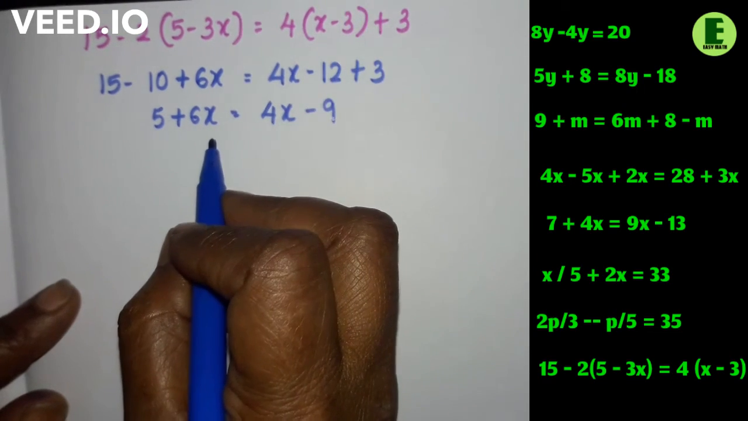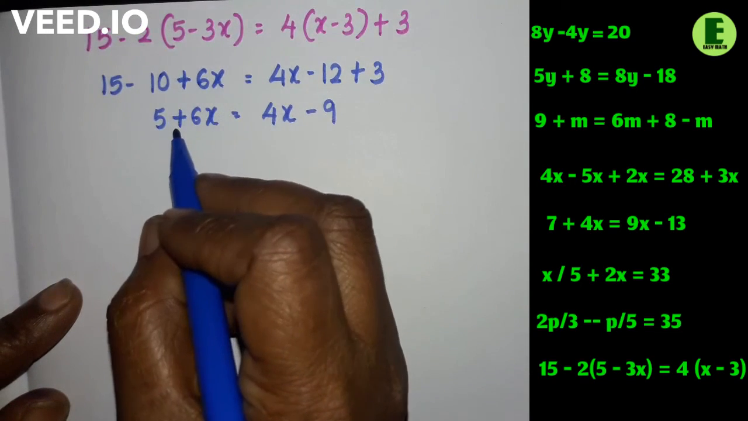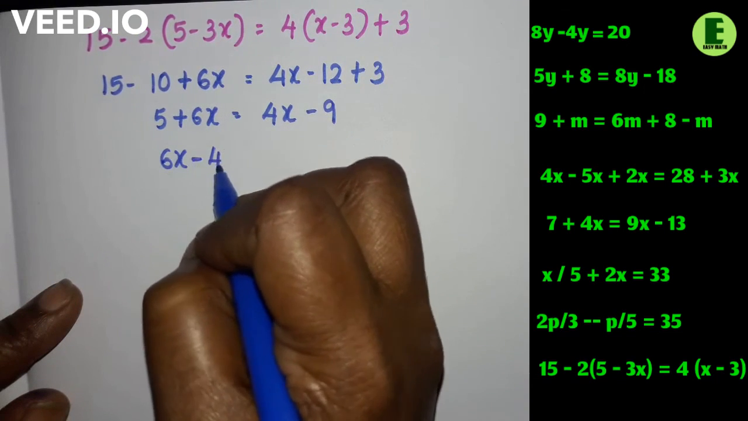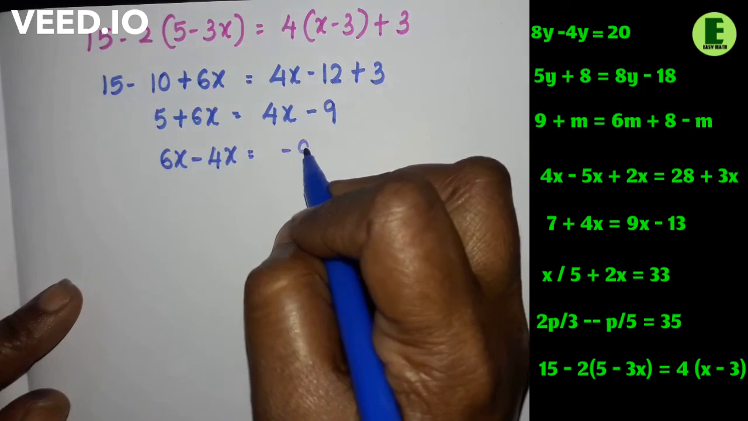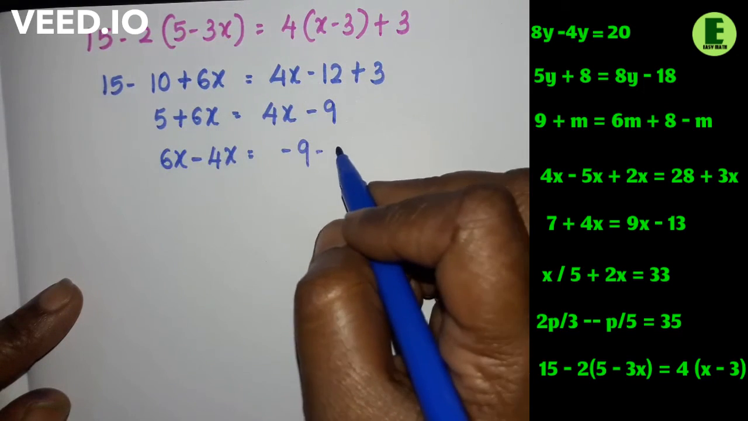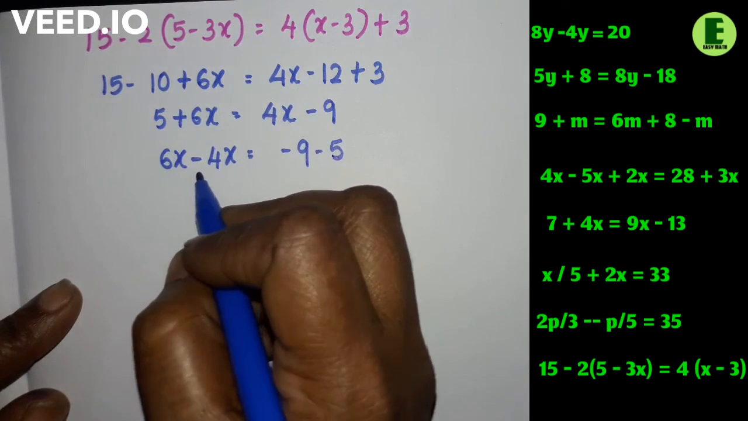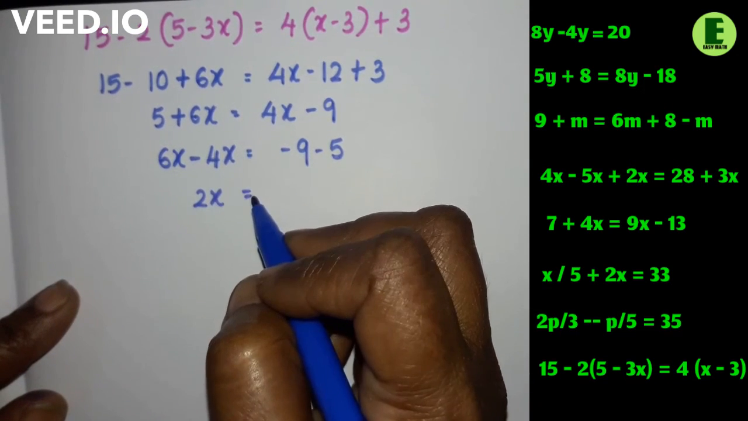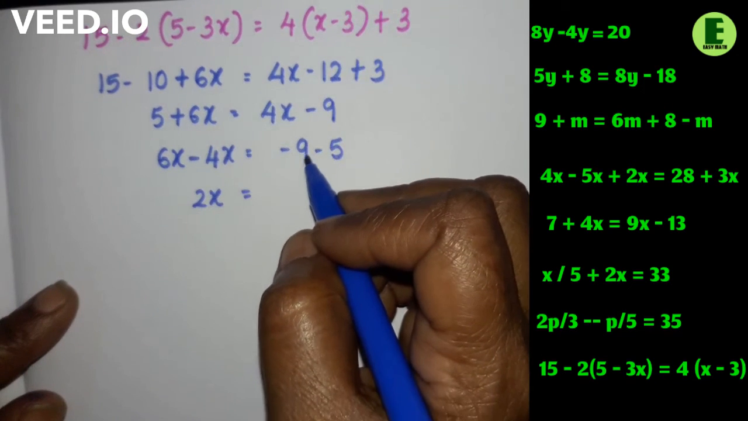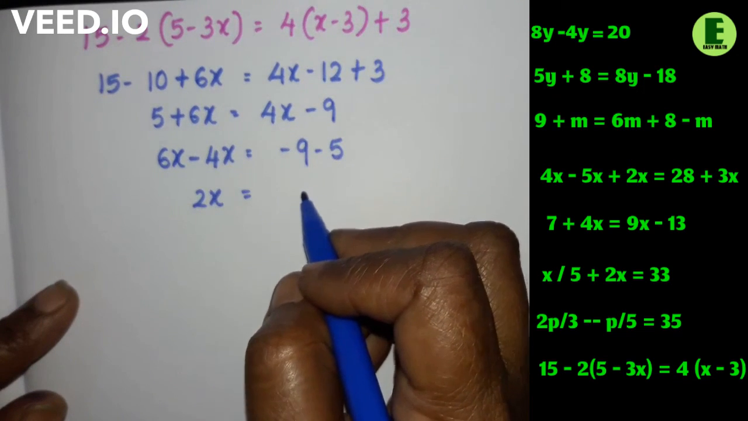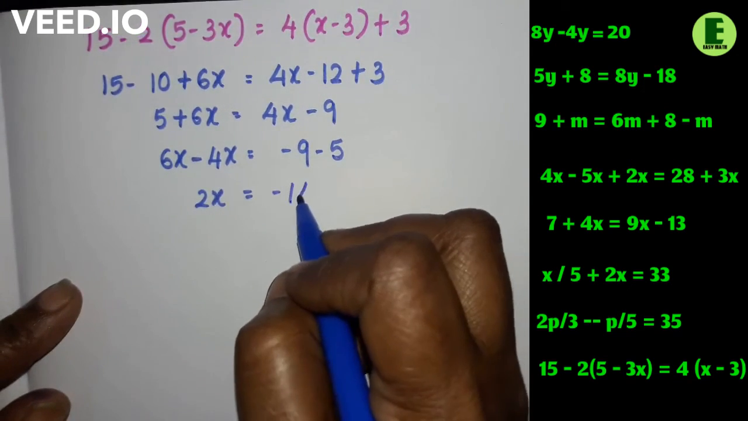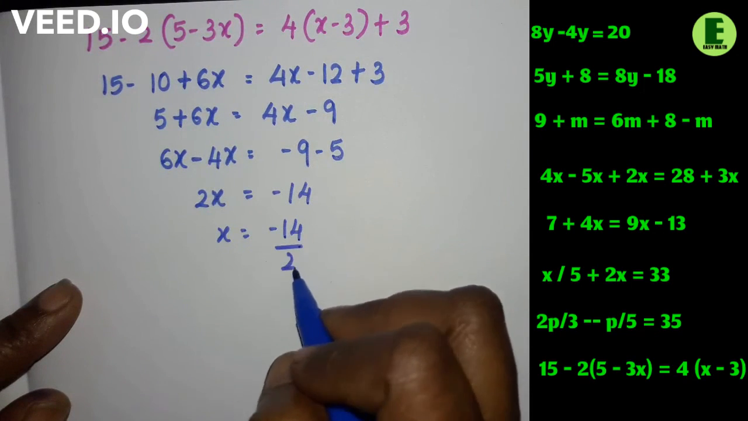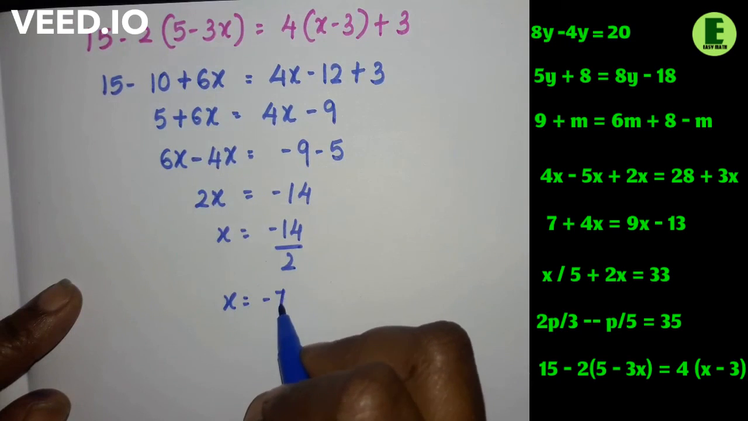Now our next step is to transpose the x terms towards the left hand side. So 6x minus 4x is equal to minus 9. We will transpose plus 5 and it becomes minus 5. So 6x minus 4x is 2x is equal to minus 9 minus 5 is minus 14. x is equal to minus 14 by 2. x is equal to minus 7.